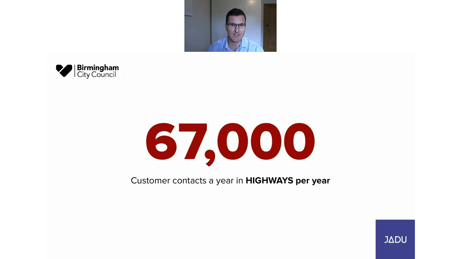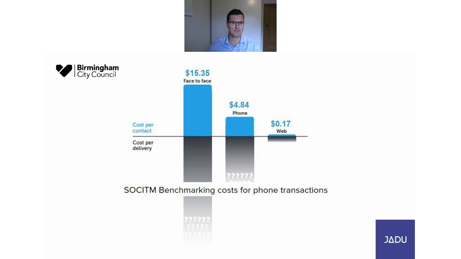67,000 of those contacts each year are in the highways team. So these are people calling up about road defects, potholes, that kind of thing. So one of the things, obviously, for them, they looked at what are our top requests that are coming into council, and those are going to be the ones that we want to target first. Now, Socitm, a few years ago, they're a UK association for professionals in the public sector, and they published some really interesting analysis on what the transactional costs were, and I've converted these into Aussie dollars just to help make sense of it.